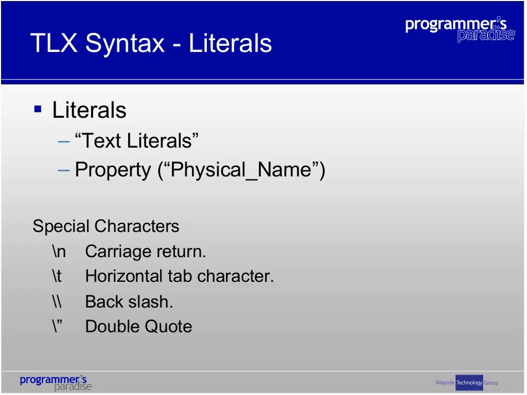There are special characters. This is pretty standard for most programmatic languages. Carriage return is \n, a tab is \t, a backslash is a double backslash, and a double quote is \quote.